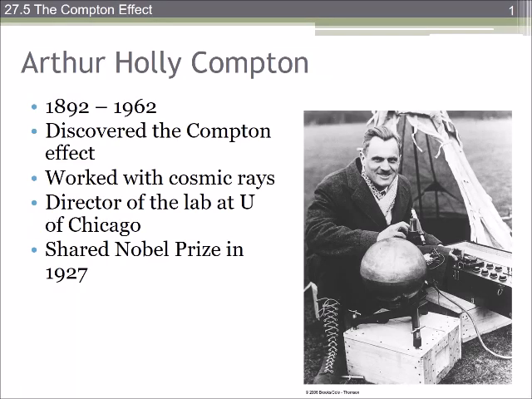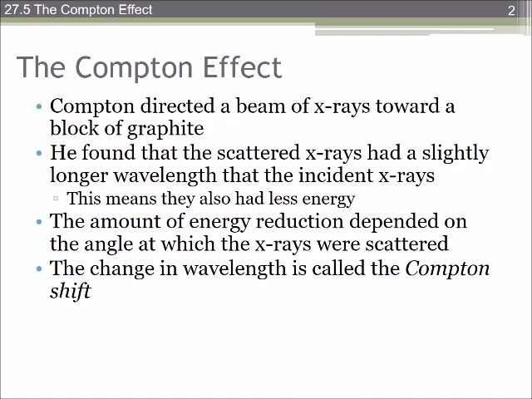Everyone, this is Dr. Compton. He looks like he's out in the field doing some sort of measurement. He lived in the early to mid 1900s and was director of the lab at University of Chicago and won the Nobel Prize. So he was famous for basically what we now call the Compton effect, and that's basically that he found that X-rays scattered had a slightly lower wavelength than the incident rays.